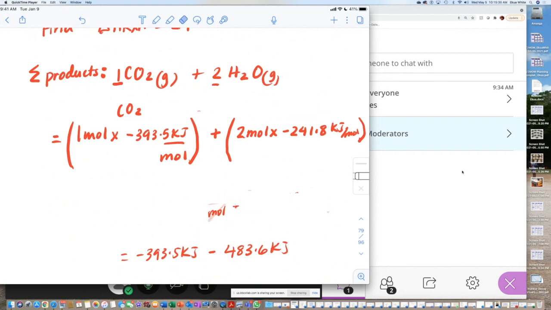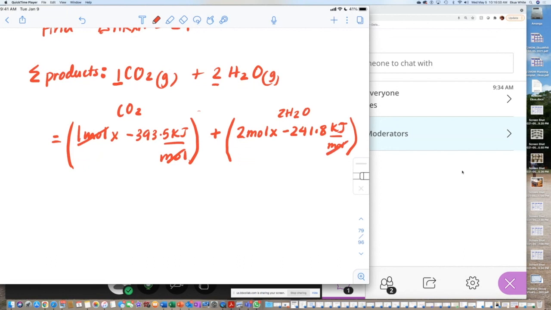This is stuff I wrote before. And remember, this part here is for my water, my 2 waters. The mole and the mole cancel out. Oh, I didn't write this. I forget my own rules that I put in place. Kilojoules per mole. I like to write that as a fraction just so you can see how it cancels out. So my unit here will be kilojoules, and this one here will be kilojoules because the moles cancel out. This number will still be negative 393.5 kilojoules.